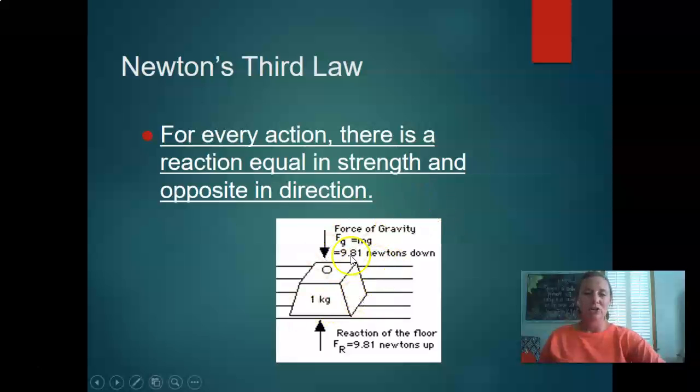So, action, reaction. These are the terms that we're going to be using when we talk about Newton's third law of action.